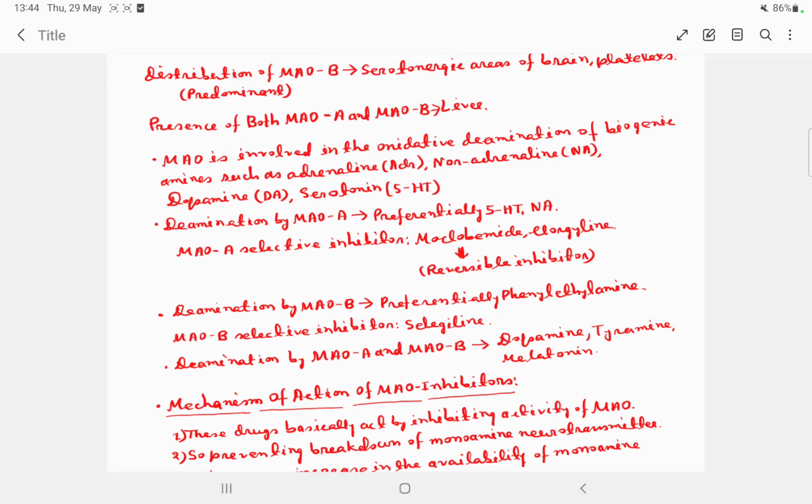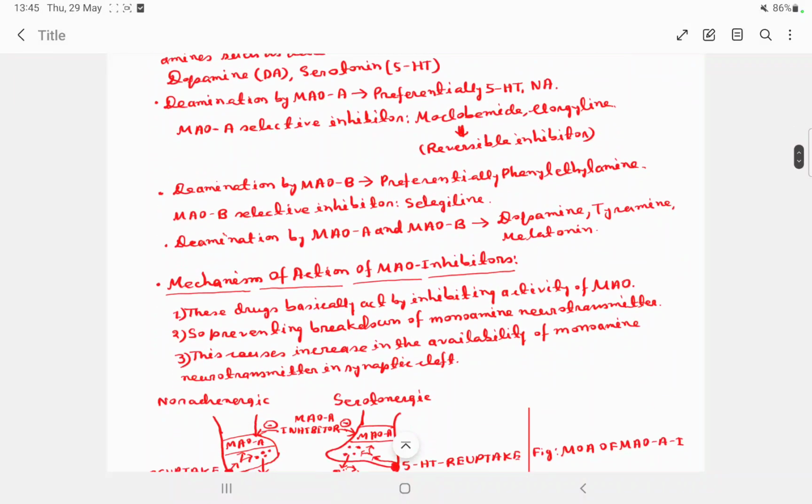Deamination by both MAO A and MAO B applies to dopamine, tyramine, and melatonin. Now there are some non-selective MAO inhibitors. Examples are isocarboxazid, phenelzine, tranylcypromine, and so on. Non-selective MAO inhibitors are not used much because they cause irreversible inhibition, and as they inhibit both of the enzymes, sometimes it is not needed. Now the mechanism of action of MAO inhibitors.